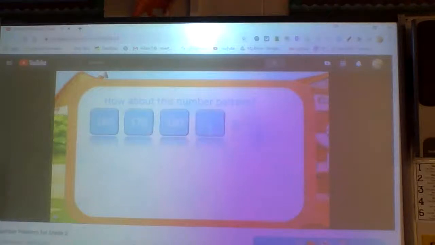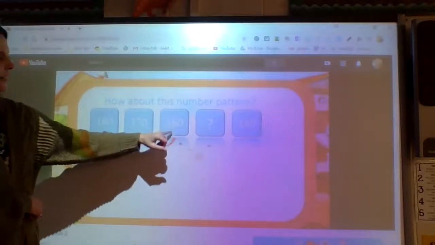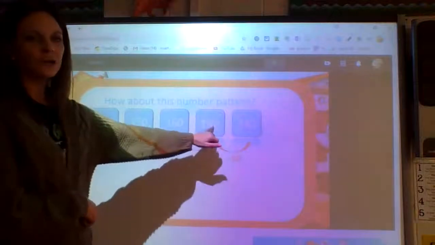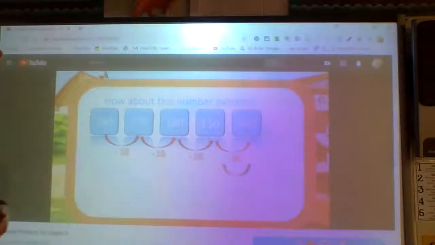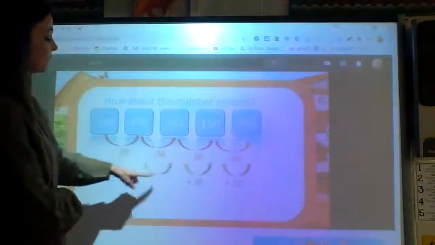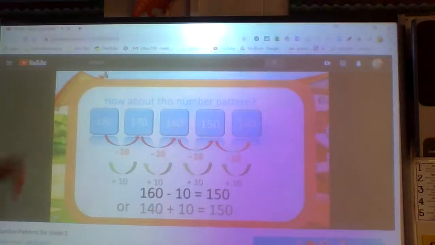180, 170, 160, blank, 140. What is our pattern? For this pattern, you have to subtract 10. Taking 10 away, taking 10 away. What happens if I take 10 away? 150. If I go backwards, I should be counting up by 10, and I'll get up to 180. Notice you could do this 2 different ways.